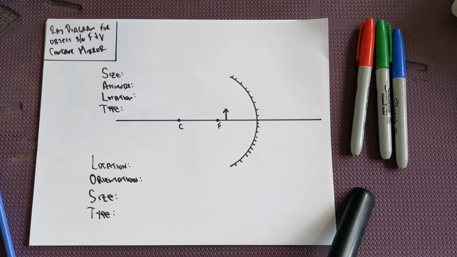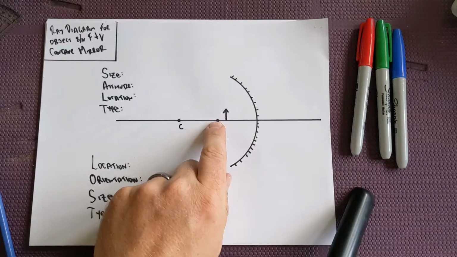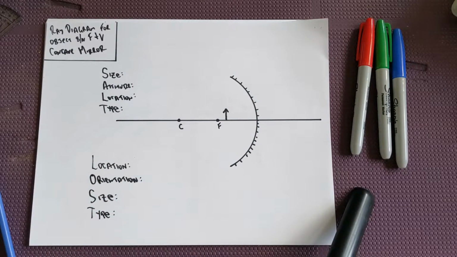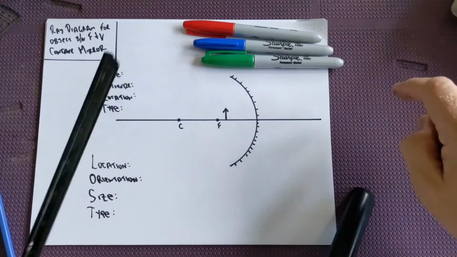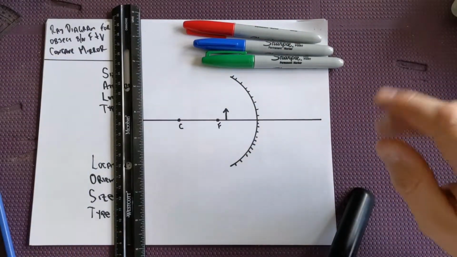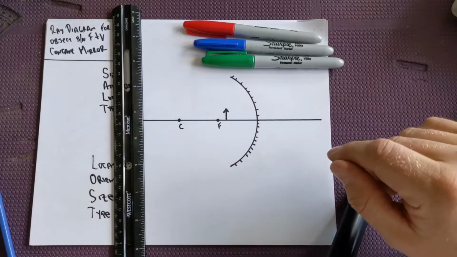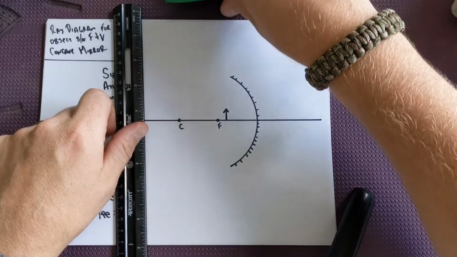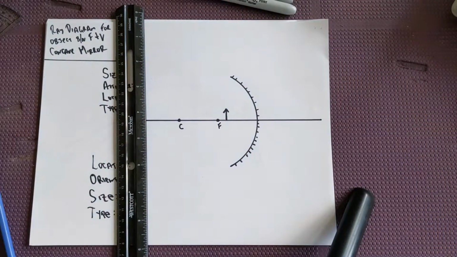Ray diagram for an object between F and V on a concave mirror. So we're going to be drawing 3 different rays. I'm going to use 3 different markers and a ruler, and hopefully this works out. It might be a little messy, but we'll figure it out. All right.